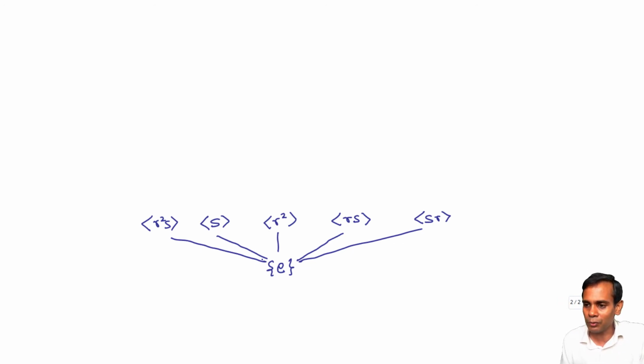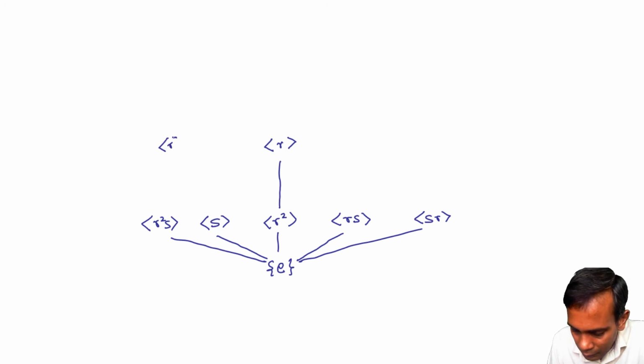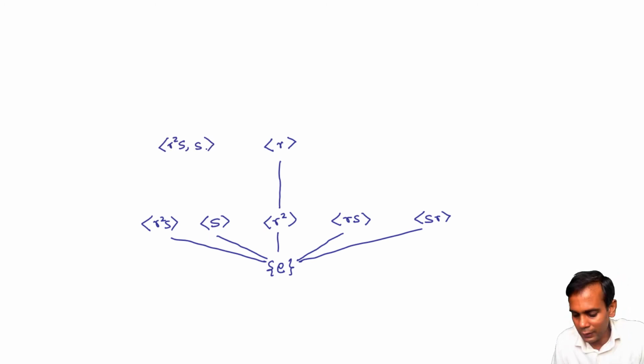Now come the subgroups of order 4. So there's the subgroup generated by R, of order 4. It consists of the identity, R, R squared, R cubed. That contains the subgroup generated by R squared. Then there's the subgroup generated by R squared S and S.